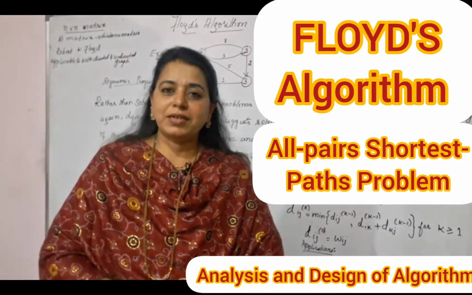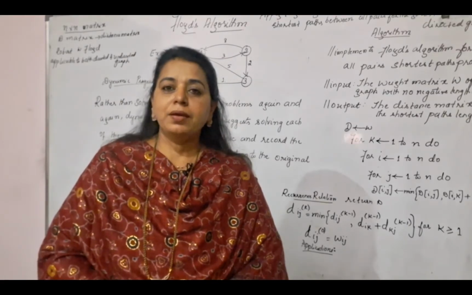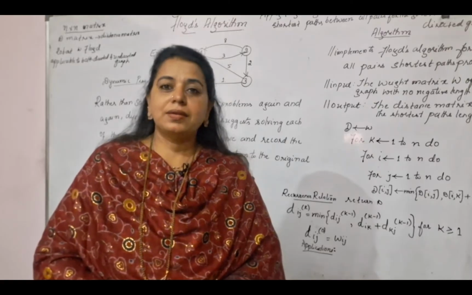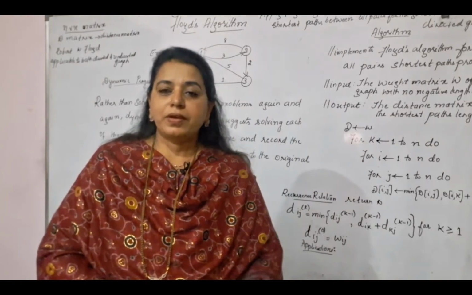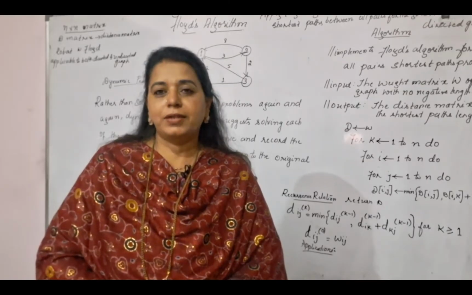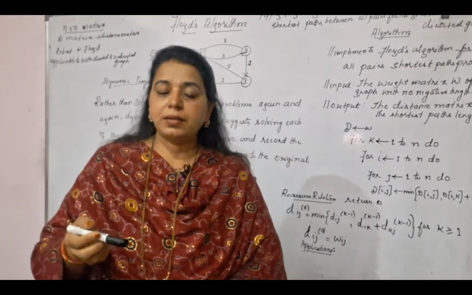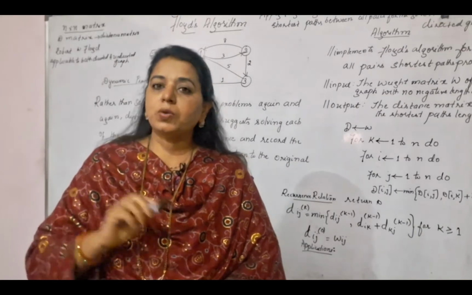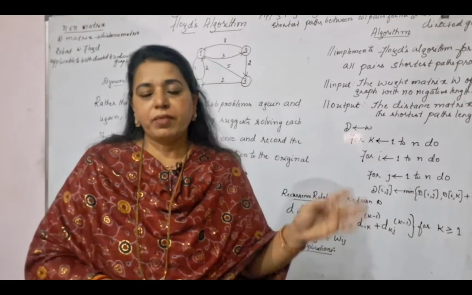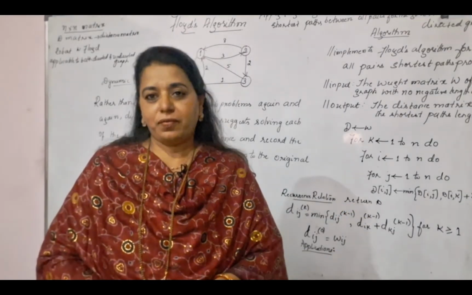From this session onwards, I shall start discussing algorithms which are based on dynamic programming. So the very first in the list is Floyd's algorithm. And when you compare Floyd's algorithm with the previous method, Dijkstra's algorithm, what do you observe? Dijkstra's algorithm will find the shortest path from one single source vertex to all other vertices in the graph. Whereas Floyd's algorithm is going to find the shortest path between every pair of vertices.